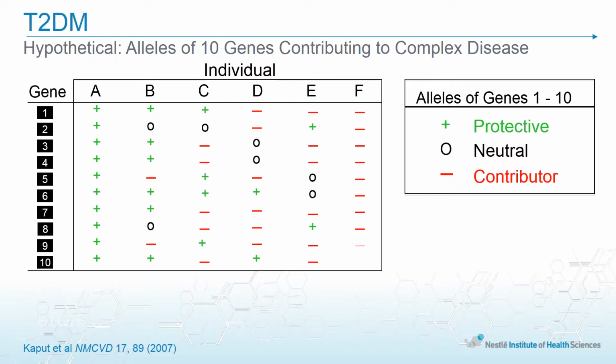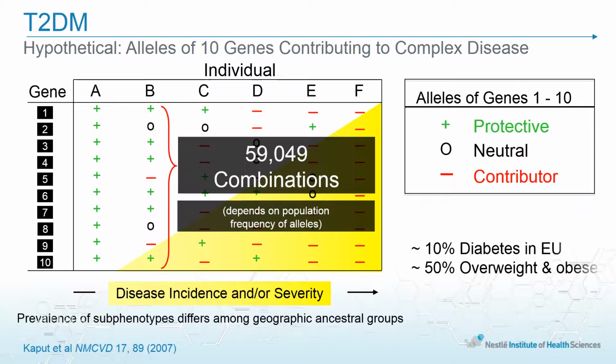So I want to give you a hypothetical example of the single gene idea. Here are six individuals, A through F, and let's pretend that there are only 10 genes for type 2 diabetes. In reality, there are many more. So let's say that you only have three possibilities: protective, neutral, and contributor. Individual A is genetically lucky because they get all of the good alleles, so they could have ice cream, not exercise, and they would never get diabetes. Individual F is genetically unlucky. They get all of the negative alleles, and therefore, no matter what they do, they have a high genetic risk factor for disease. And then most of us are in the middle.